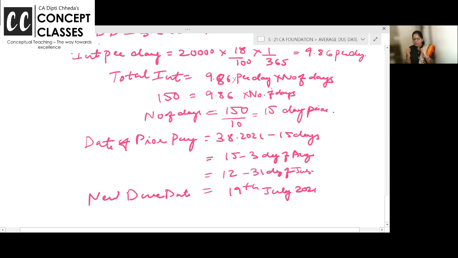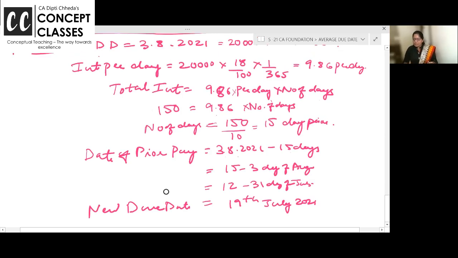Clear to all of you? Shall I repeat the problem? 20,000 is to be paid on average due date 3rd August. But if you want to earn 150 rupees rebate or interest, then what is the interest per day? 20,000 into 18% into 1/365.